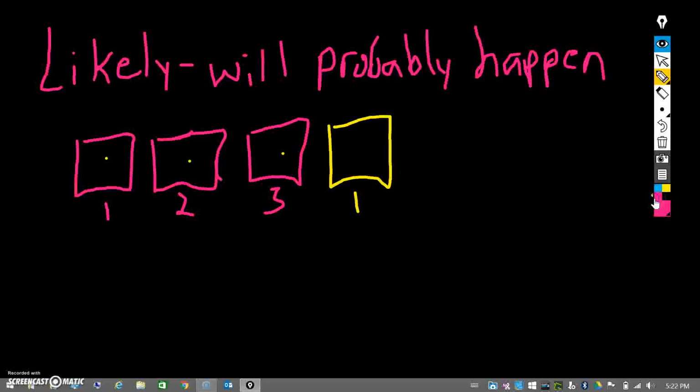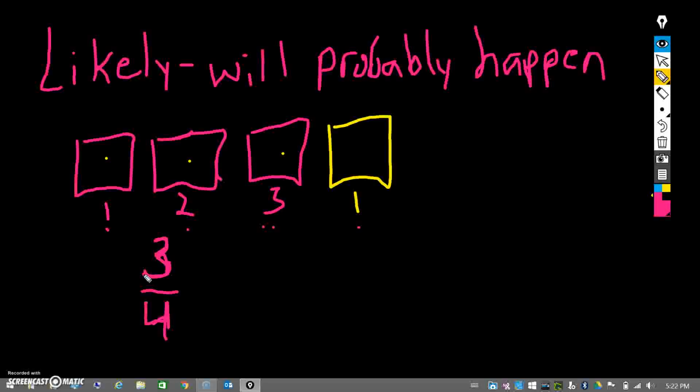And we can show that again using a fraction. So we've got 1, 2, 3, 4 shapes this time. So our denominator is 4. That's 4 shapes in our set. And of those 4 shapes, 1, 2, 3 are pink. So that means that there's a 3 in 4 chance that we'll pull out a pink square. It's likely to happen. Okay.